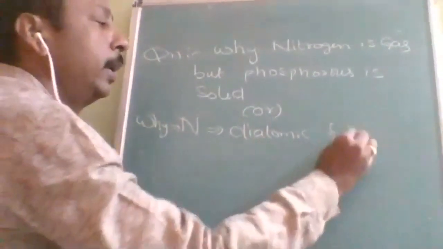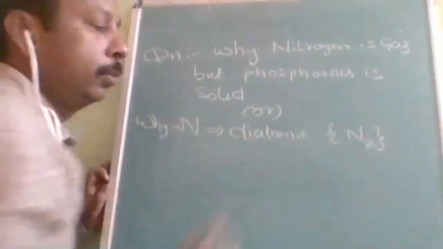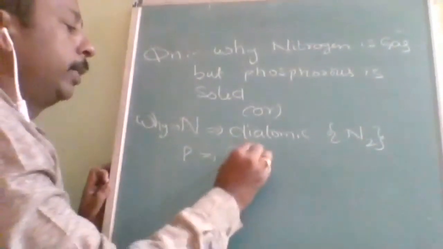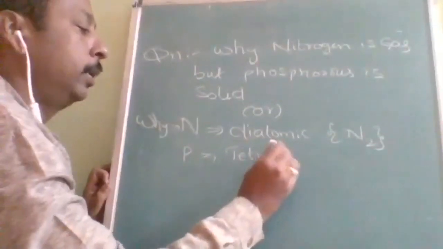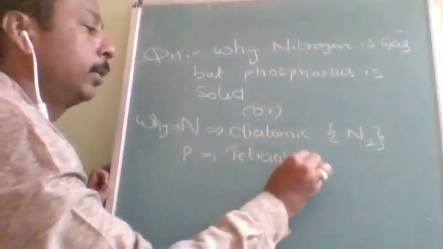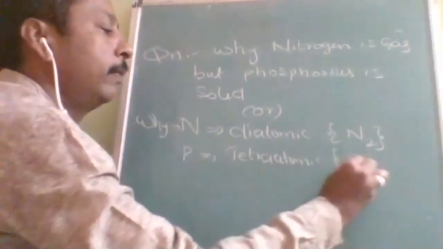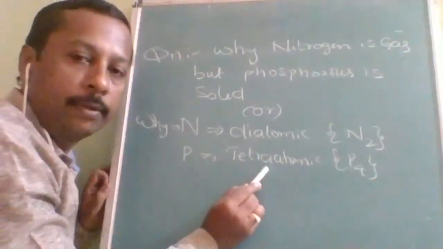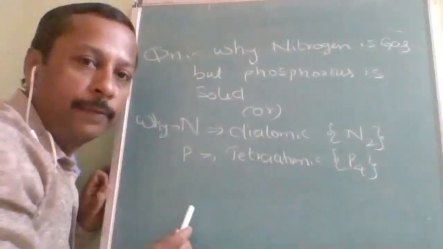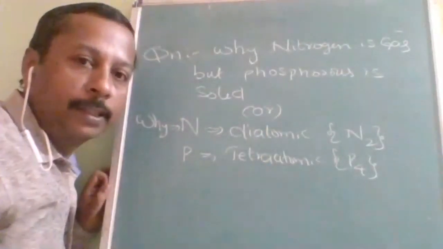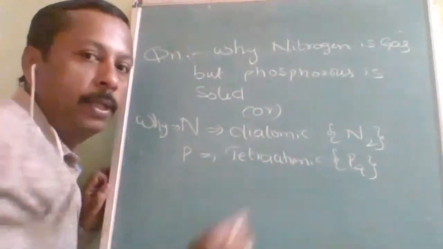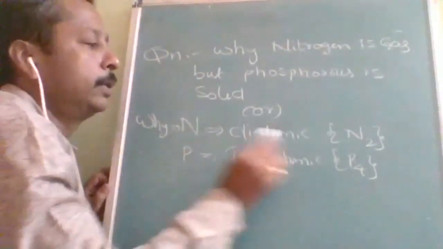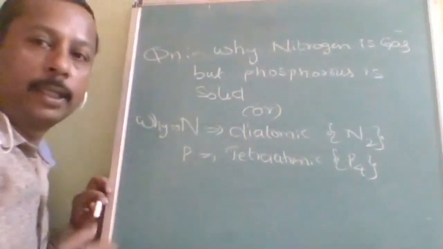Diatomic in the sense nitrogen is found as N2. But phosphorus is tetraatomic, that means phosphorus you will find as P4. These two questions appear to be different, but both of them have the same answer. Why is nitrogen a gas but phosphorus a solid? Why is nitrogen diatomic and phosphorus tetraatomic?